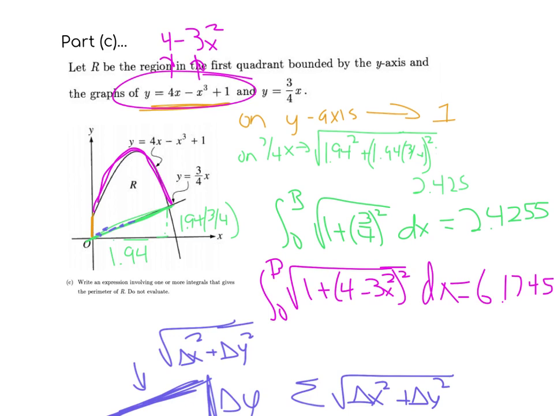So if I add up my numbers that I just figured out, I got a 1. I got a 2.425 and a 6.1745. So I got 9.6 as my total answer. So 1 plus 2.4255 plus 6.1745 equals 9.6. Okay.